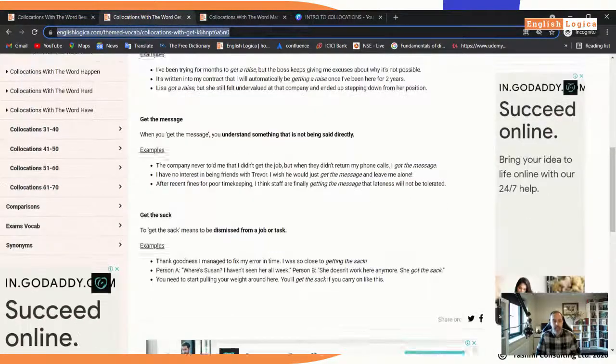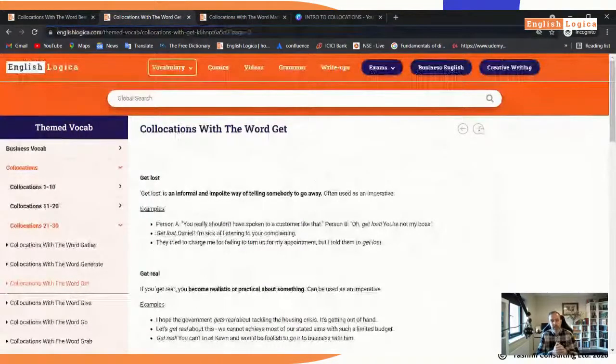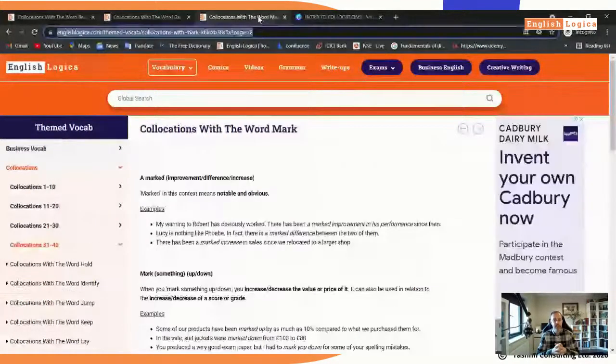Okay, so there's some collocations with get. Again, there are more pages in these documents. A lot of our pages on the website are multi-page documents, so do make sure that you check the next page or previous page buttons on each page.